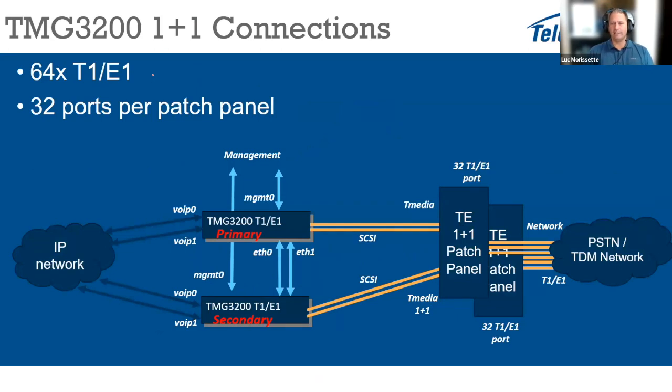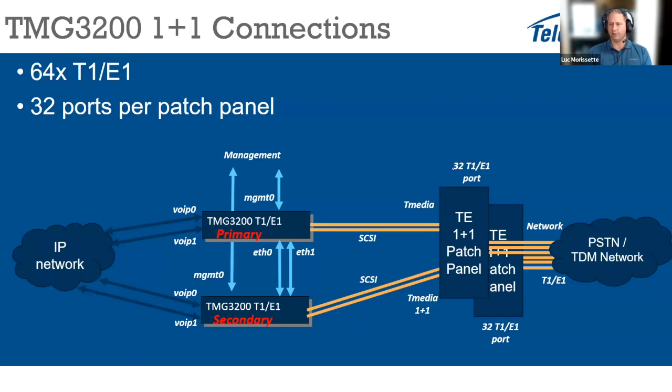If you have the T1E1 version of the system, you see all of this here is still the same. Here you will have, instead of other types of connection, SCSI cables connected to that patch panel. So these cables are provided when you have the 1+1 patch panel. And then you will have here 1 or 2, depending on how many T1E1 you have.